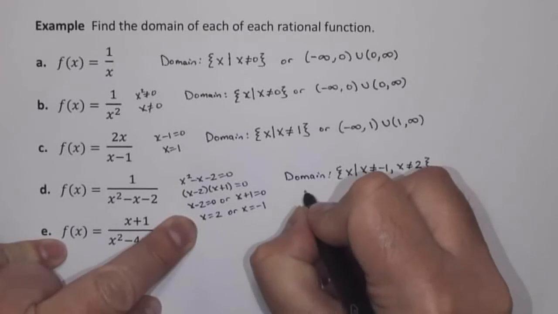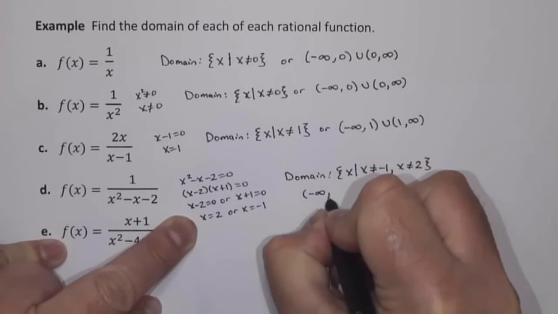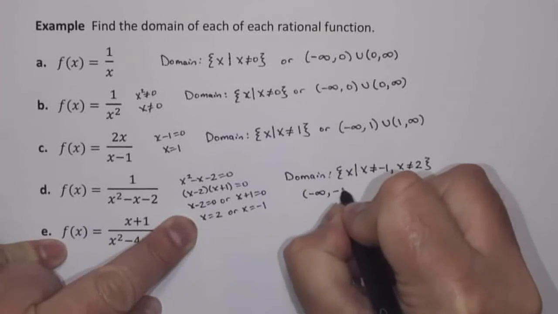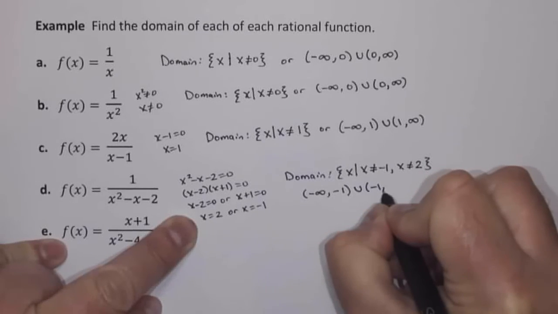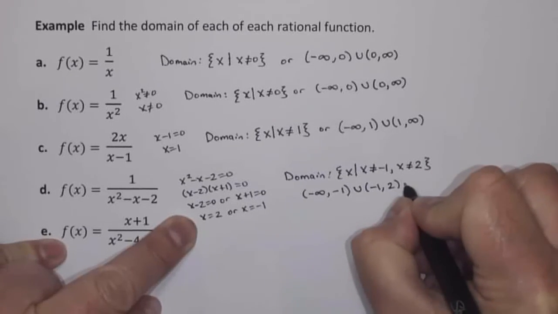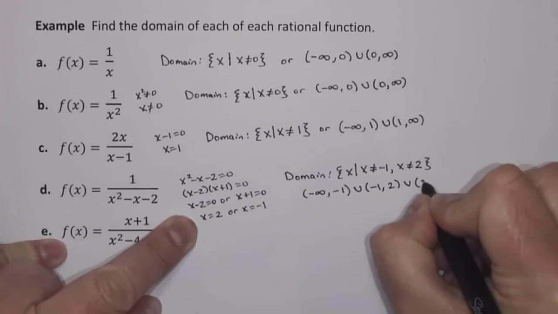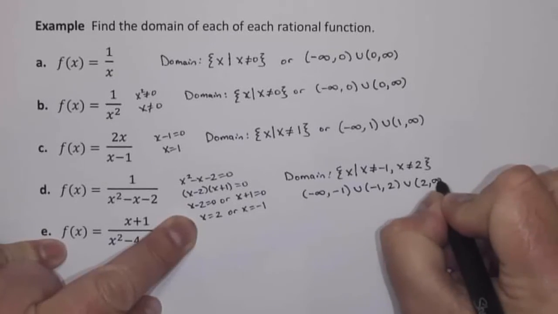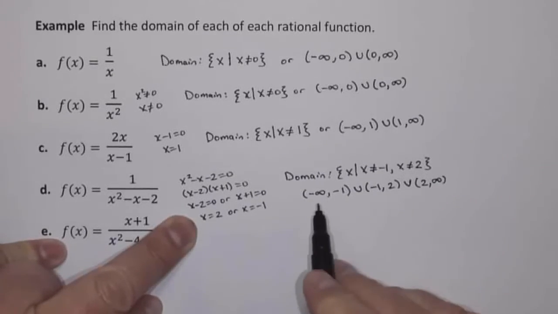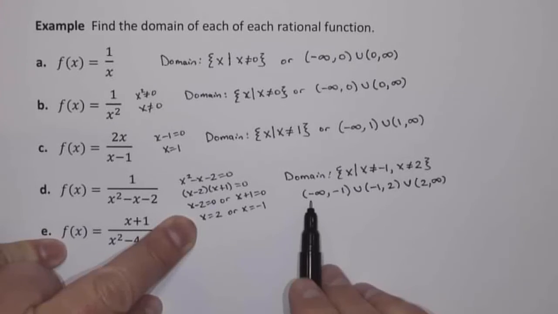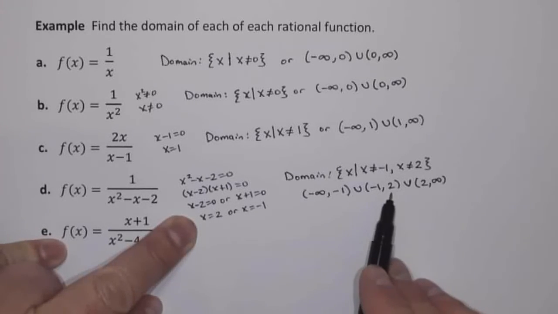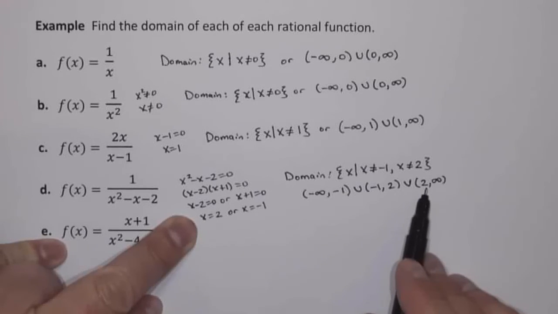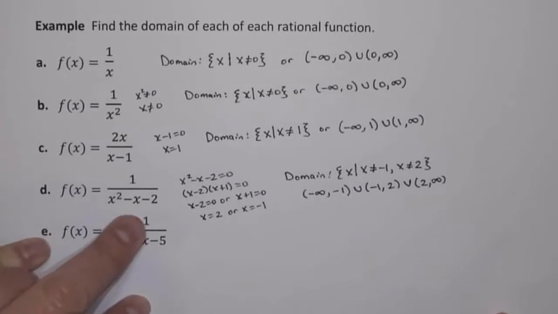Or if we want to write that in interval notation, x can be anything from negative infinity to negative 1, union. It can be anything from negative 1 to 2, union. It can be anything from 2 to infinity. So again, anything from negative infinity to negative 1, union. Anything from negative 1 to 2, union. Anything from 2 to infinity.